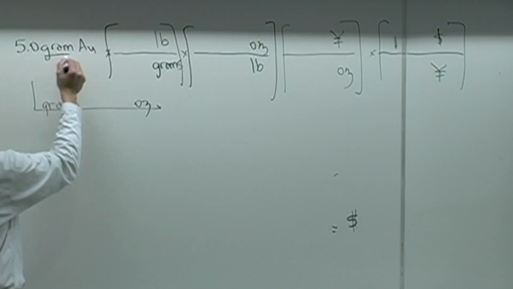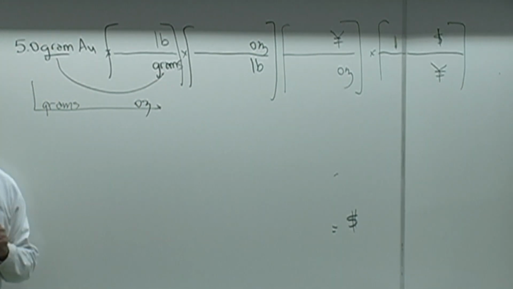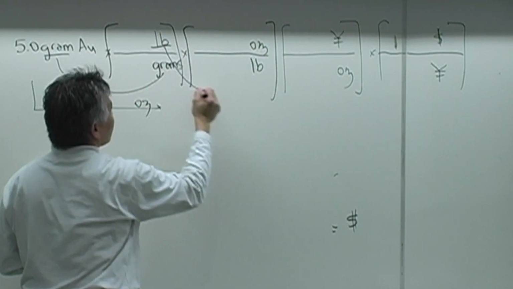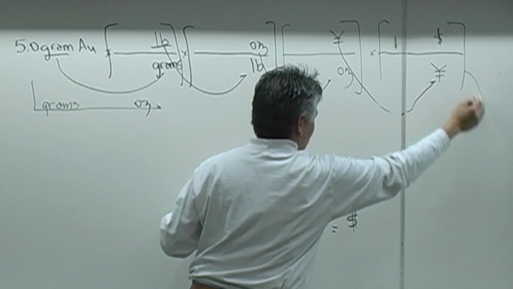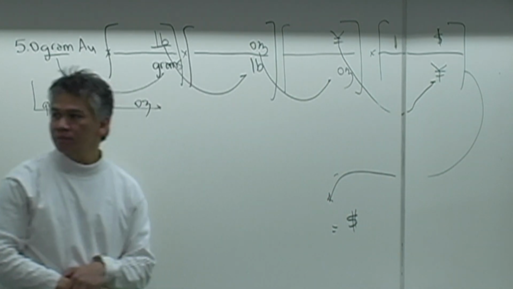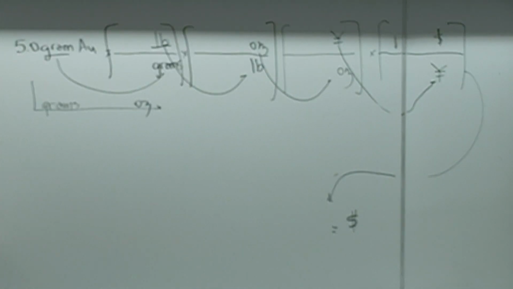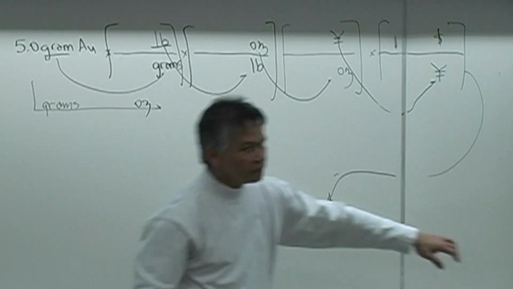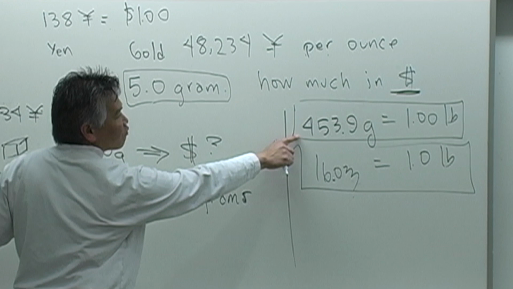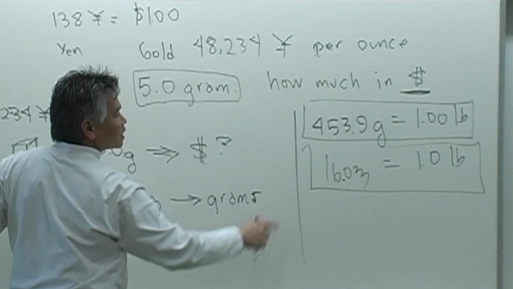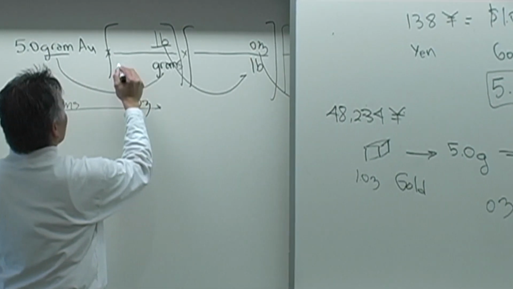The grams follows down here. The pounds follows down here. The ounce, the yen, and at the end we come up with dollars. Where do we put the numbers? Well, the numbers are going to be placed based on the conversion factors that we have. We have 453.9 grams is 1 pound, so that's what we want to put down here.